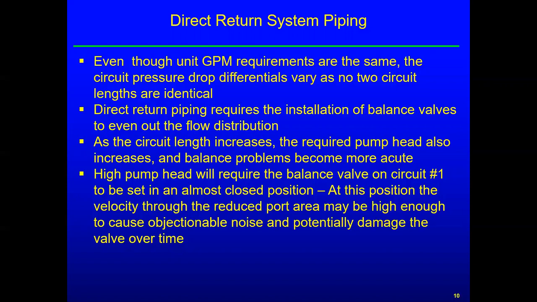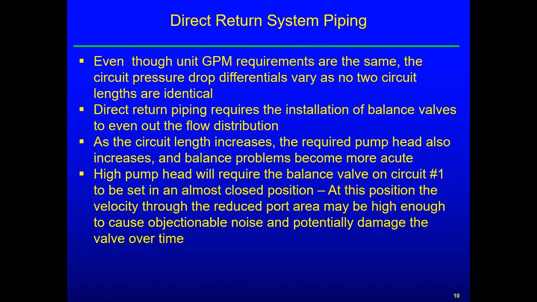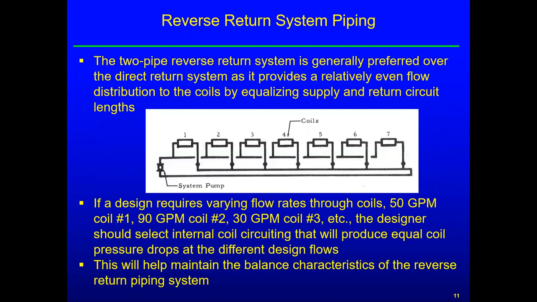Okay. So just some comments about direct return, when it might be used, or some of the considerations. Even though the GPM requirements could be the same, i.e. here, these could be 7 identical offices with the same load, could have the same unit installed. The circuit pressure drop differentials vary, as no 2 circuits are the same length. And that's looking at the piping length. So if you look at the one over there from the pump, it has a very, very short length of piping before the coil takeoff.